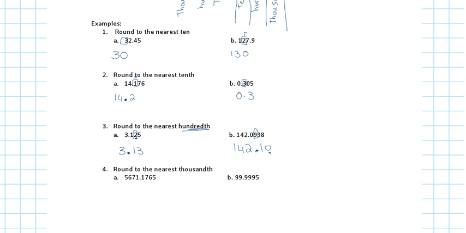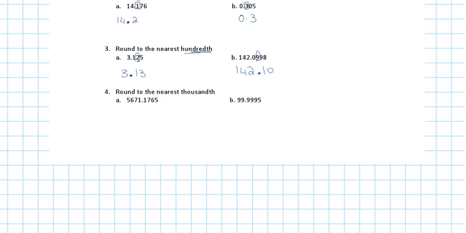Are we okay with this? Do we understand why this 0 became a 1? Okay, thousandths. That's how many numbers after the decimal place? 3. So it's this 6 right here, correct? Because that's 1, 2, 3. After the 6, I have a 5. So what do I do with a 6? Make it 7. So that's going to be 5671.177.